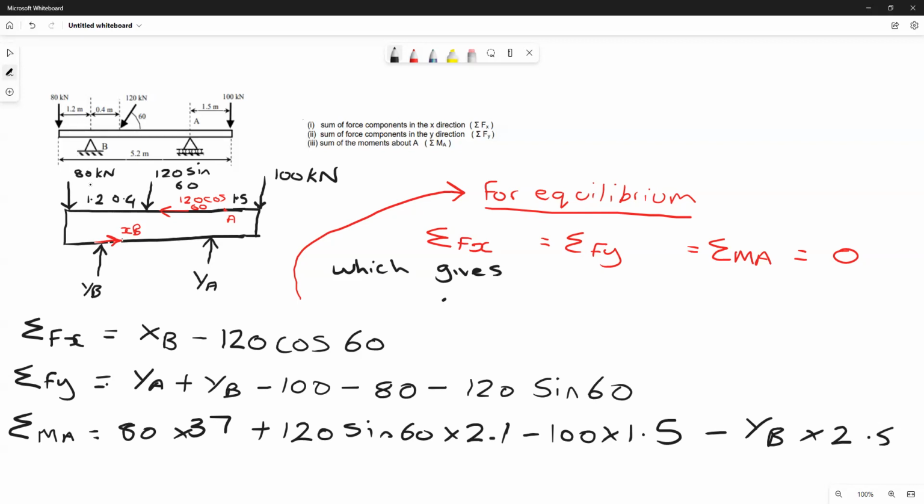So XB would be 0, YB would be 4 kilonewtons, and YA would be 16 kilonewtons. So those would be the answers for this particular question.